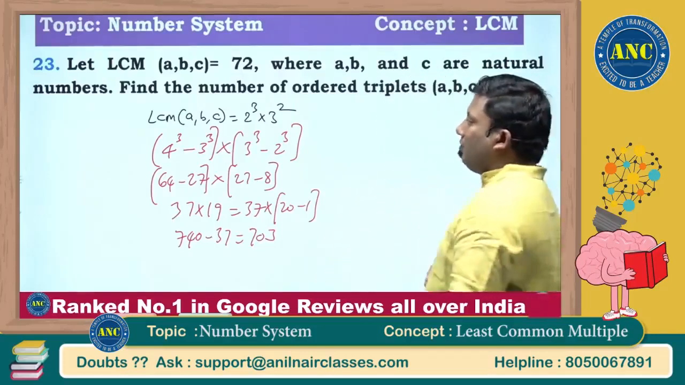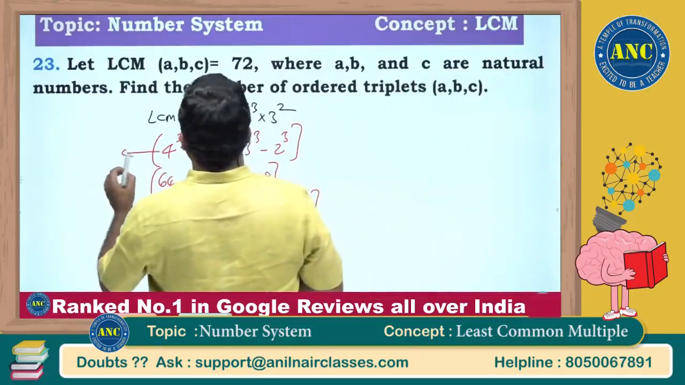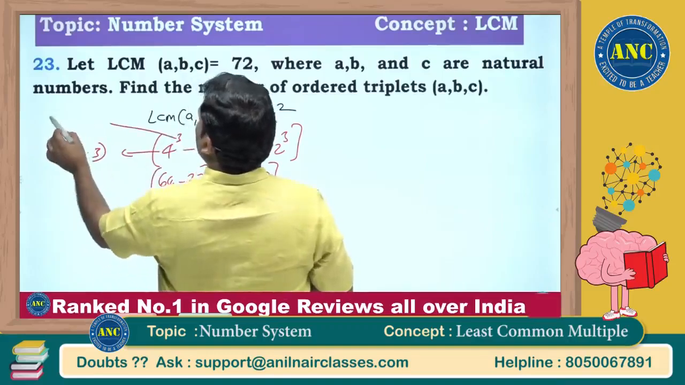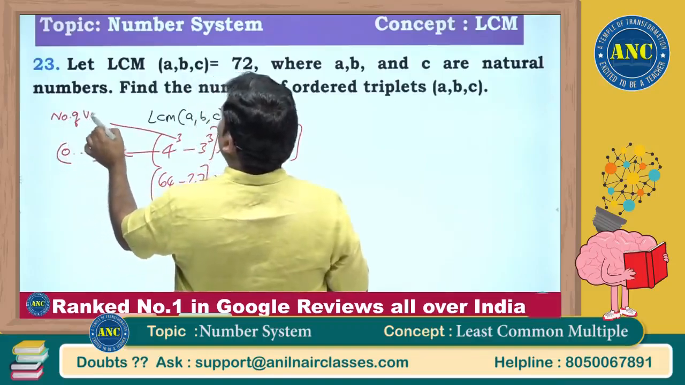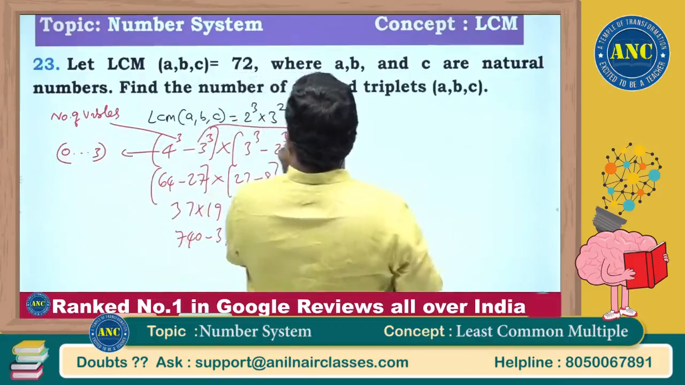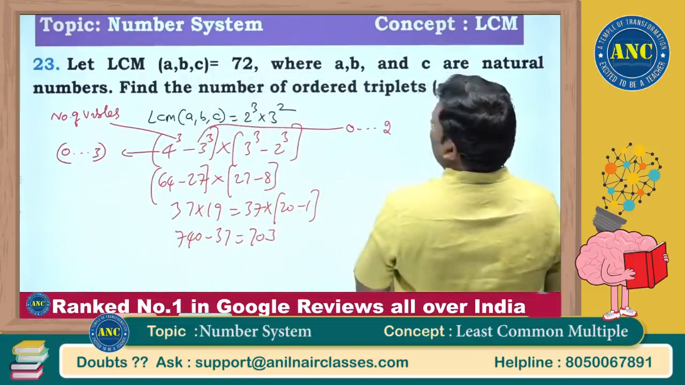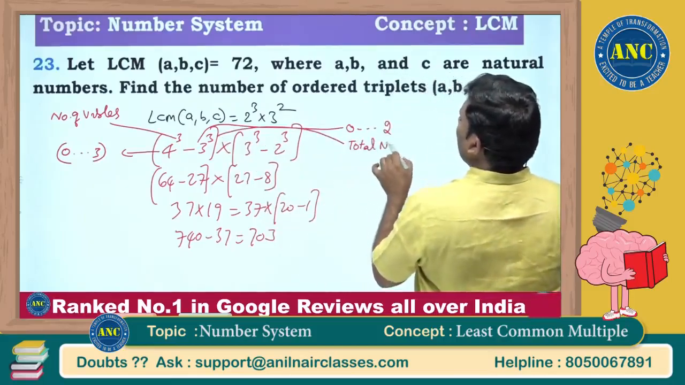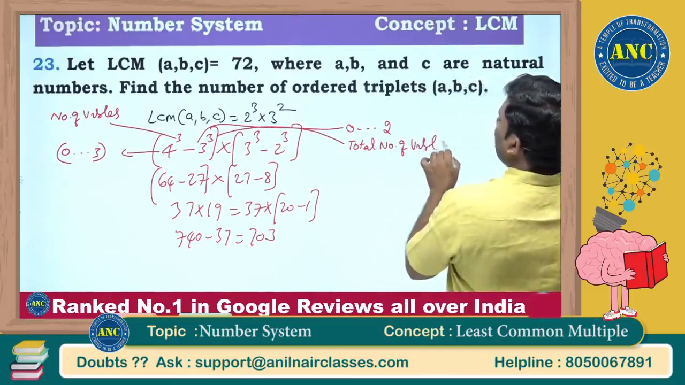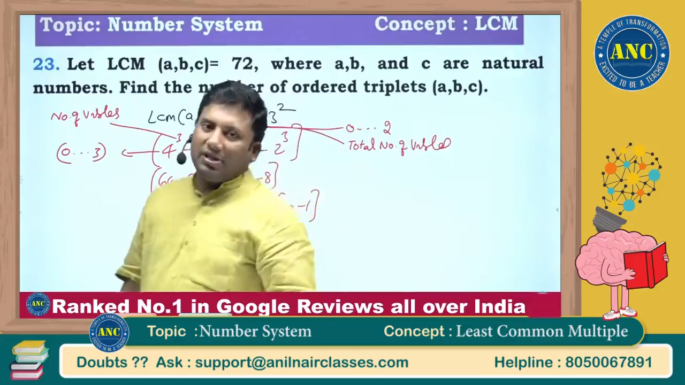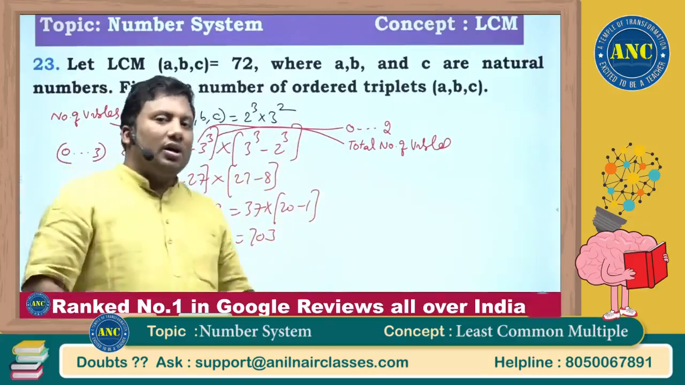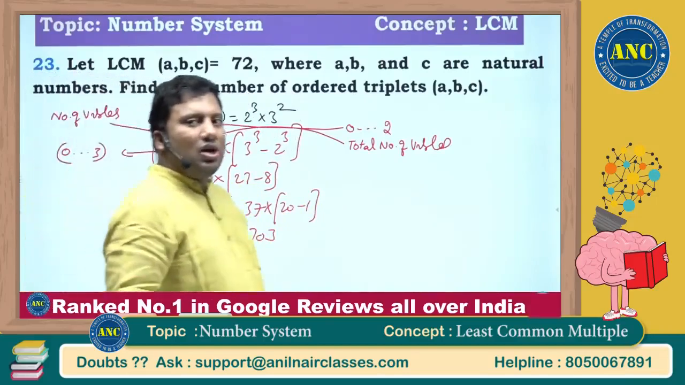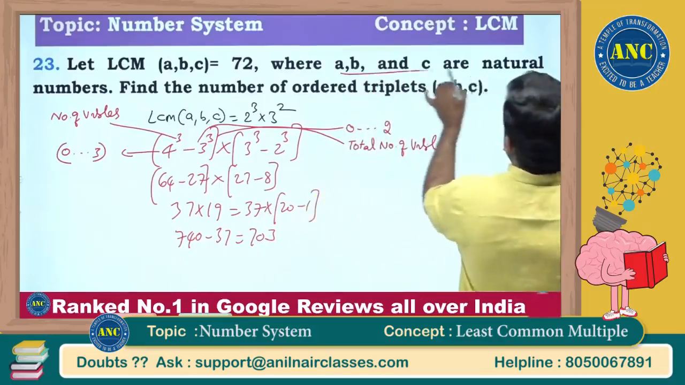The 4 corresponds to the 0 to 3 cases of powers of 2, and the 3 corresponds to the total number of variables. Is the idea clear? I hope this logic is very clear. At least one is defined as total minus none. Here A, B, C are natural numbers.